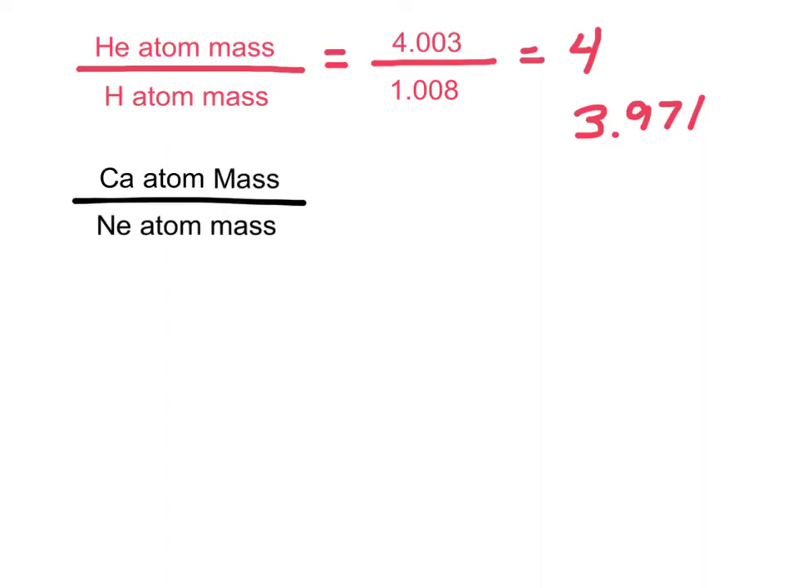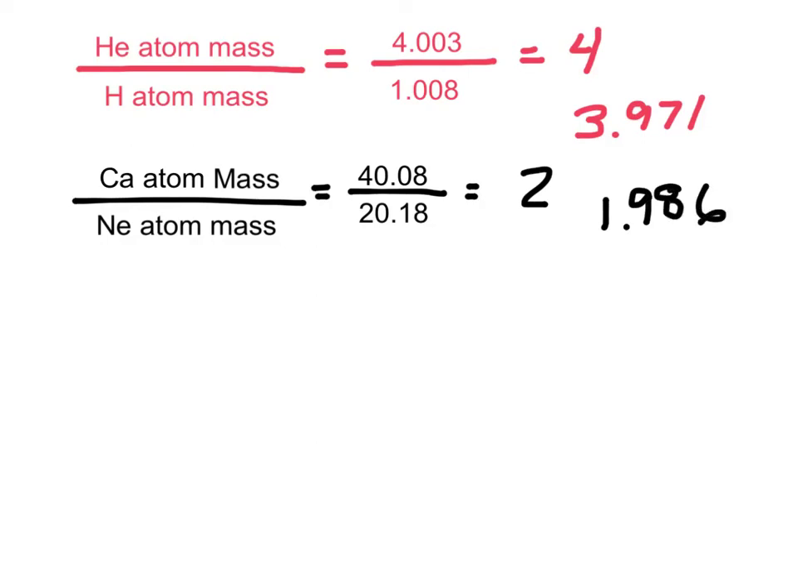Let's take calcium's atom mass divided by neon's atom mass. And we should get here 40.08 divided by 20.18, which is about 2. If you want to get technical again, it's 1.986. So we can basically say calcium's atom mass is about 2 times that of neon's.